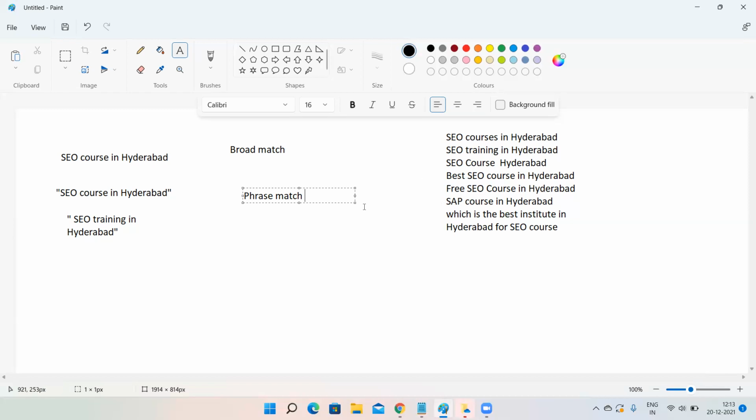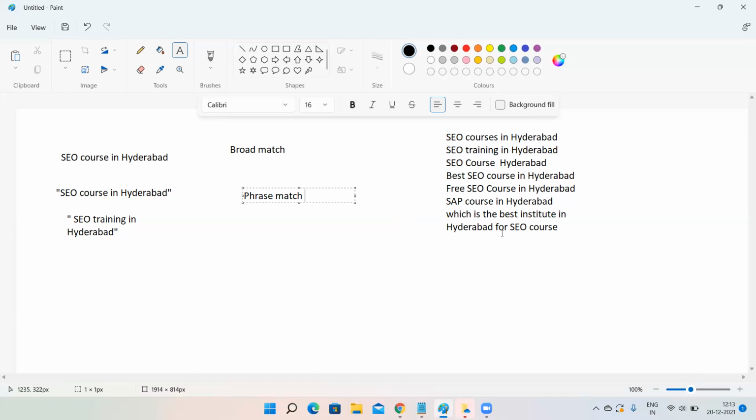The same one. Again, for SEO course in Hyderabad, there is no chance because format has been changed, pattern has been changed. Then which is the best institute in Hyderabad for SEO course? 100% it is not going to appear because there is no link between the pattern and this particular keyword.